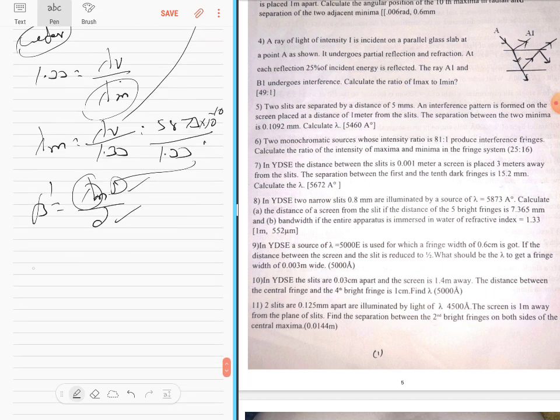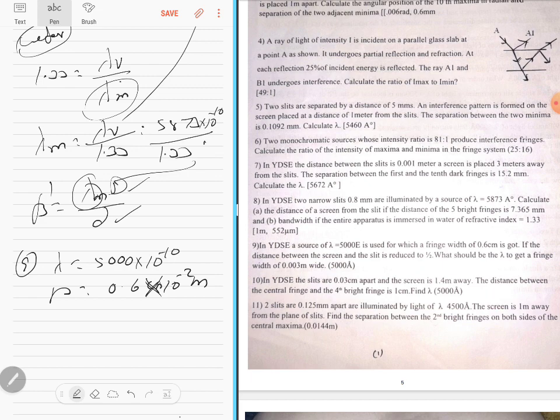So let's go to the next question, the 9th question. In Young's double slit experiment, a source of wavelength 5000, I think that must be Armstrong, is used, for which the fringe width beta is 0.6 centimeter, which is 6 into 10 to the power minus 2 meter.